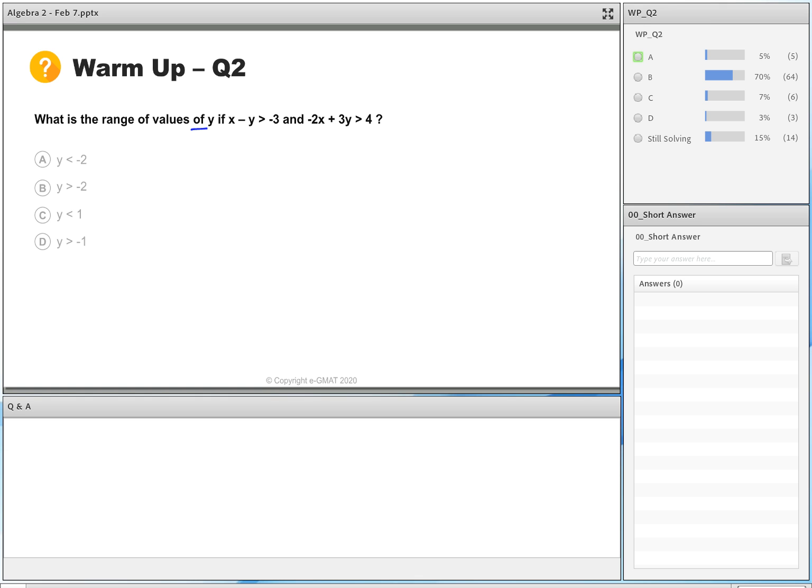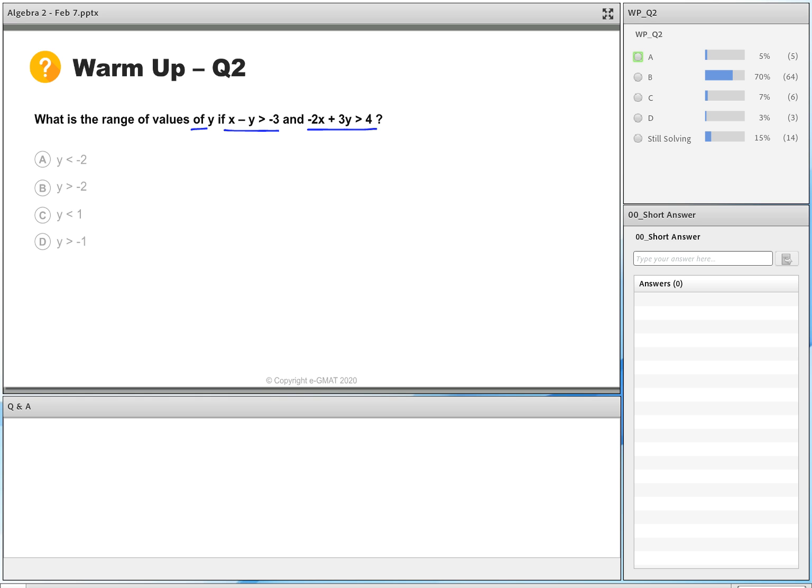So we need to find out the range of values for y if x minus y is greater than minus 3 and minus 2x plus 3y is greater than 4. So we have been given two inequalities with two variables. We have to find out the range of one variable, right? Which is y. Now I'm gonna open the short answer poll and I want you people to tell me, how do I find out the value of y if I have x and y both in one inequality? How do I do that?